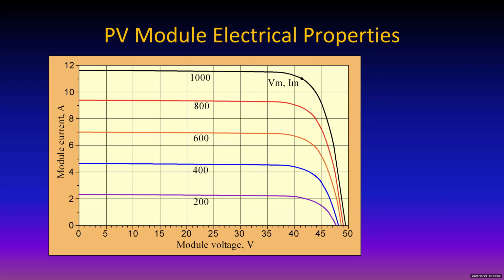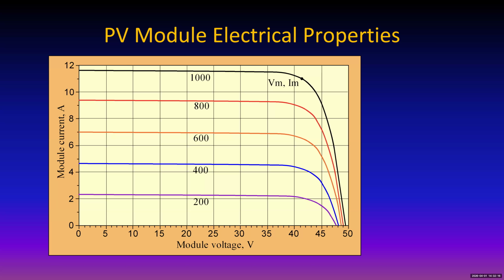If you have a 430 watt module, it'll be somewhere between 430 and 435. And if it's 435, then it's going to be rated as a 435 watt module. So therefore, we don't have to sort through things these days.